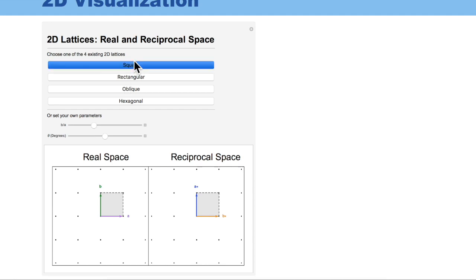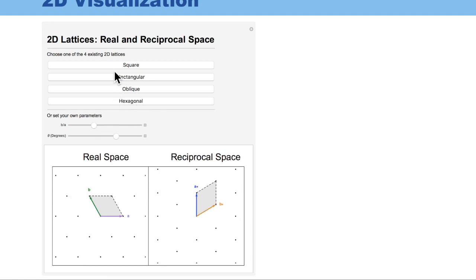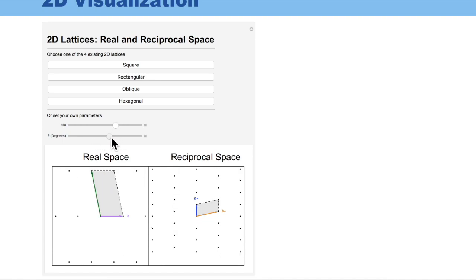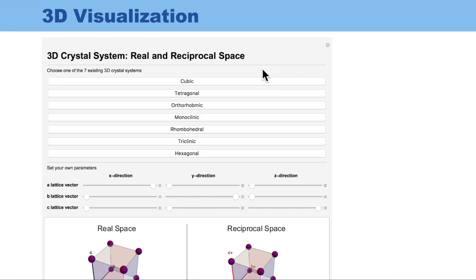As you can see here, a change in real space produces an inverse result in reciprocal space. As the real unit cell shrinks or expands, the reciprocal unit cell does the opposite. The same holds true as the angles change. In 3 dimensions, it is a little more complicated.